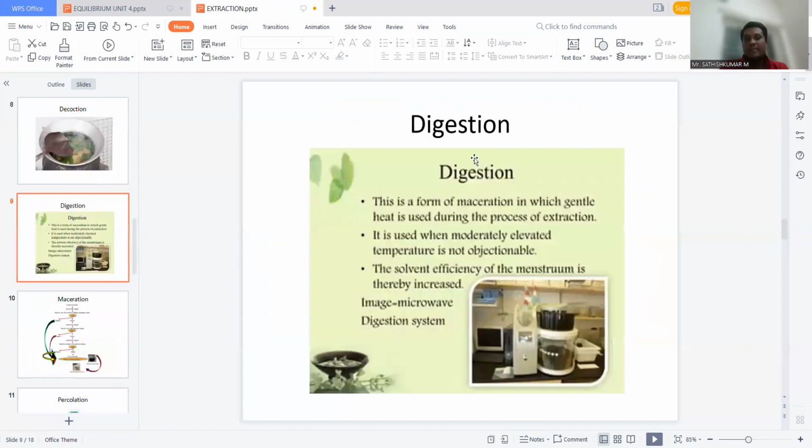Next one, digestion. This is a form of maceration in which gentle heat is used for extracting with the particular solvents. It is used at a moderately elevated temperature. It is not objectionable, and the solvent efficiency of the menstruum is thereby increased. This image shows microwave digestion systems.